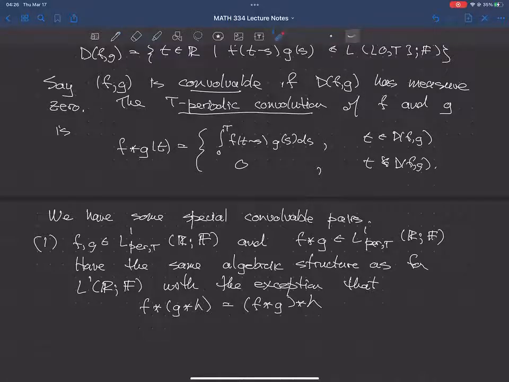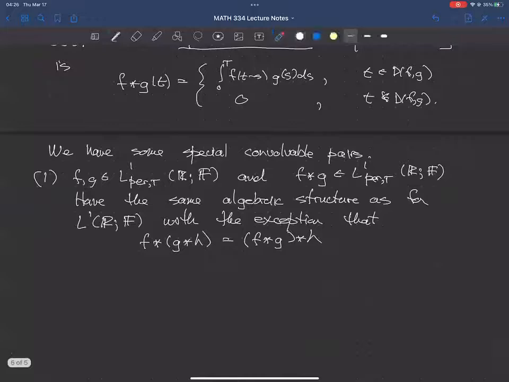What are those usual algebraic structures? I'll just say them in words. The convolution product is commutative: if F, G is convolvable, then G, F is convolvable, and F star G is equal to G star F. It's linear. There's no unit. It's also not an integral domain, so you have non-zero F's and G's for which their convolution is equal to 0. Except for this, it has the same algebraic structure as the other case.